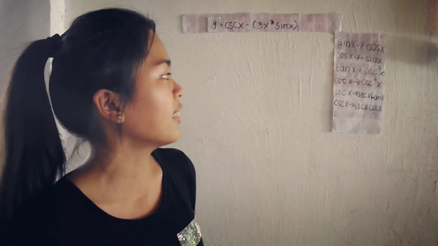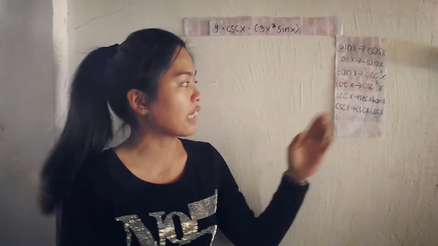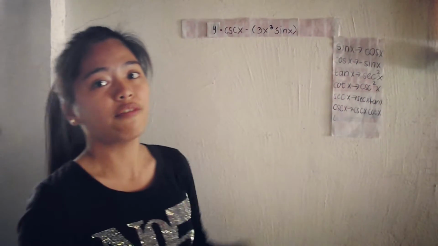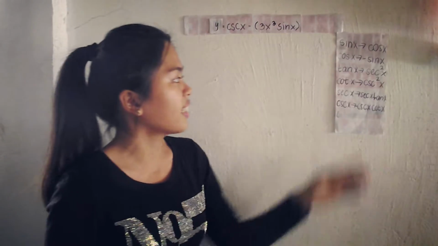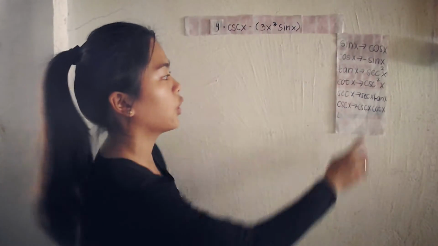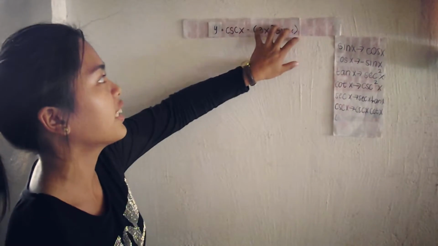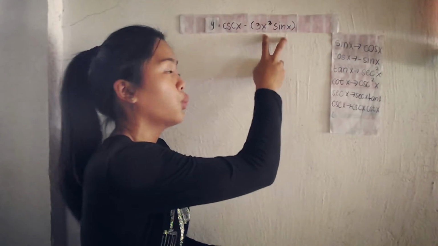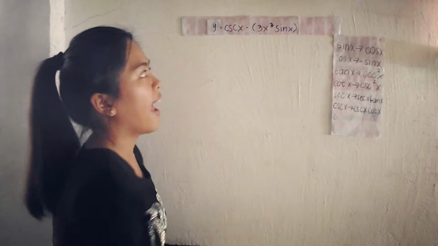The derivative of secant x is equal to secant x tan x. Then the derivative of cosecant x is equal to negative cosecant x cotangent x. So after knowing this, we will now find the derivative of this first function, which is the cosecant x. The derivative of cosecant x is equal to negative cosecant x cotangent x. But before that, we have to consider this function here. As you can see, these are two different functions: the 3x cubed and the sine x.